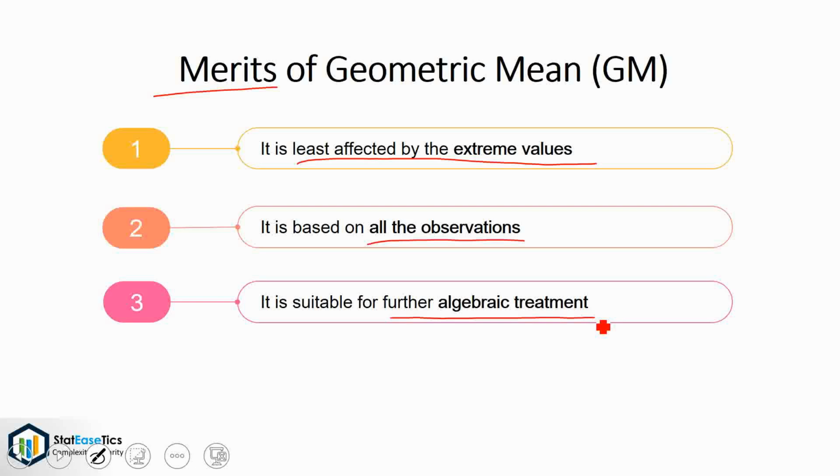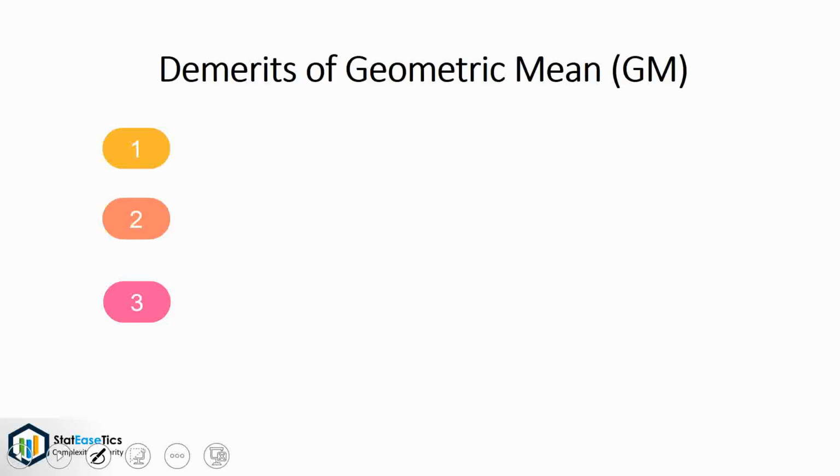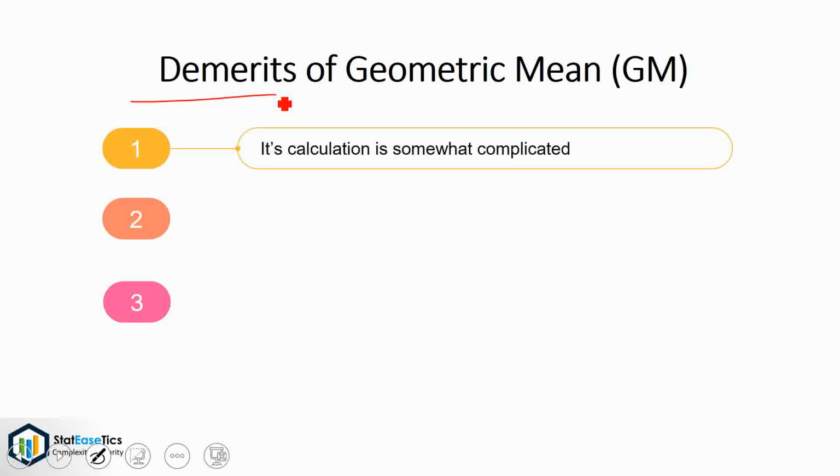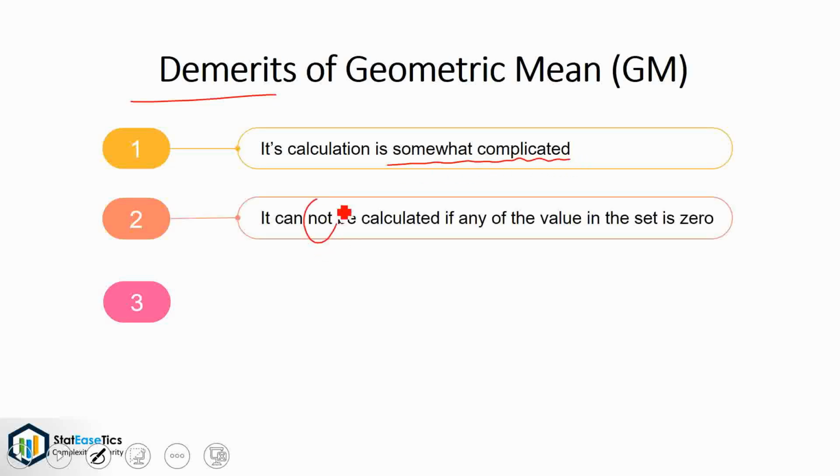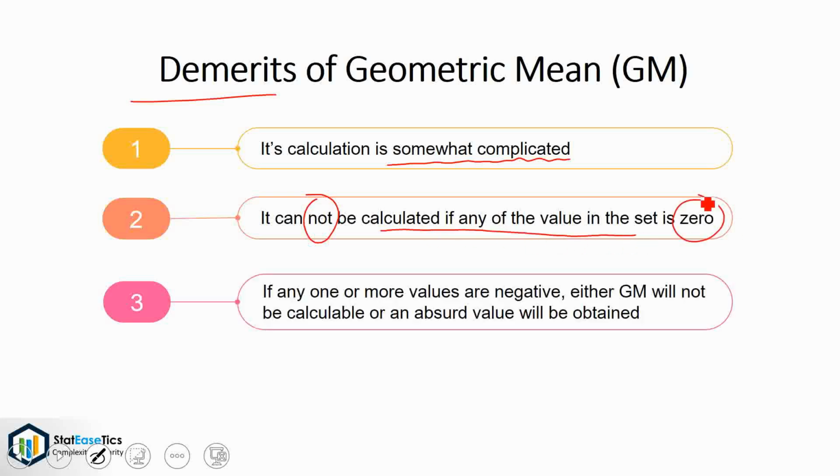So these are the merits of geometric mean. The demerits of geometric mean are its calculation is somewhat complicated. It cannot be calculated if any of the value in the set is 0. If any one or more values are negative, either geometric mean will not be calculable or an absurd value will be obtained. So these were the demerits of geometric mean.